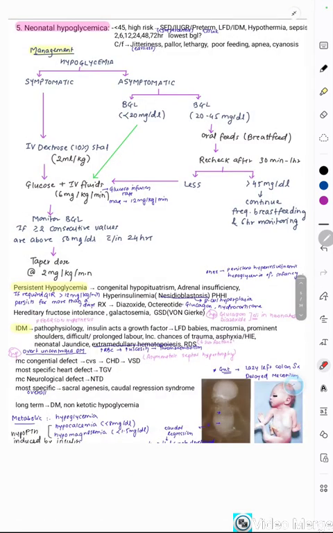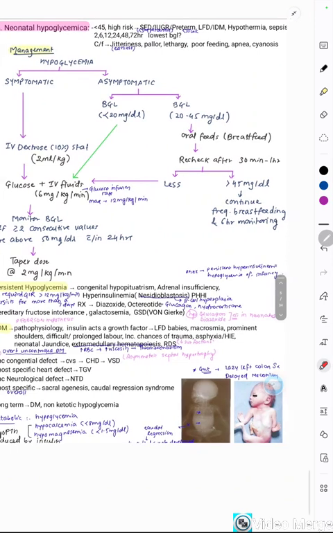Neonatal hypoglycemia. Neonatal hypoglycemia is defined when the blood glucose level is less than 45 milligrams per dL. The high risk groups for neonatal hypoglycemia are small for gestational age babies, intrauterine growth restriction, or preterm babies. Similarly, large for gestational age babies or infants of diabetic mothers, hypothermia, and sepsis. These are all the risk factors for neonatal hypoglycemia.